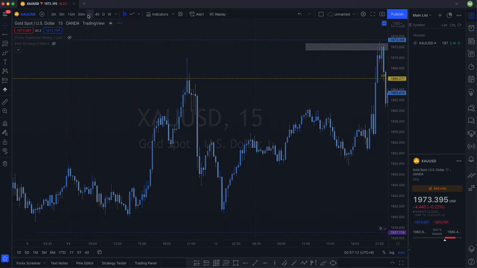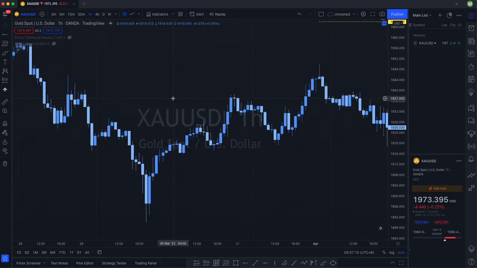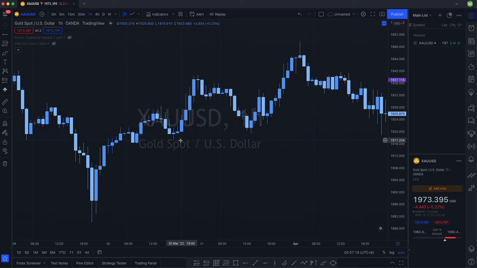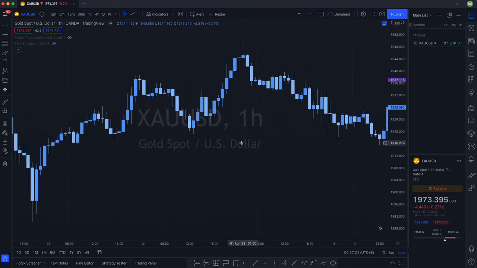You can just judge based on the hourly candle, try to judge the next hourly candle. Let's say you want to guess, okay, after this candle, you see the market here, you say, oh, the next candle should be bearish as well.